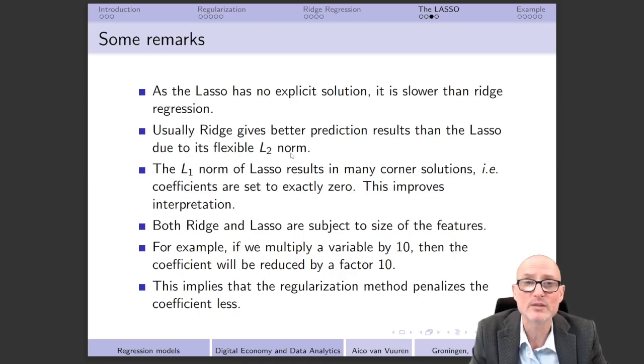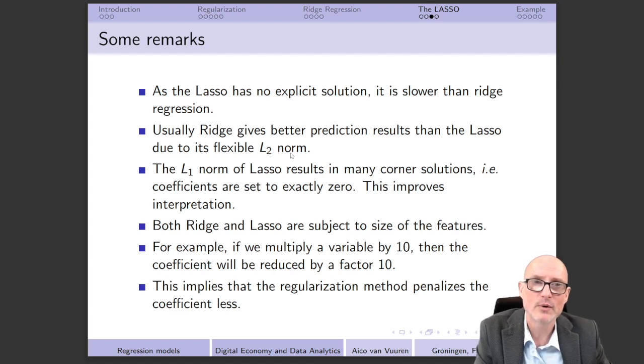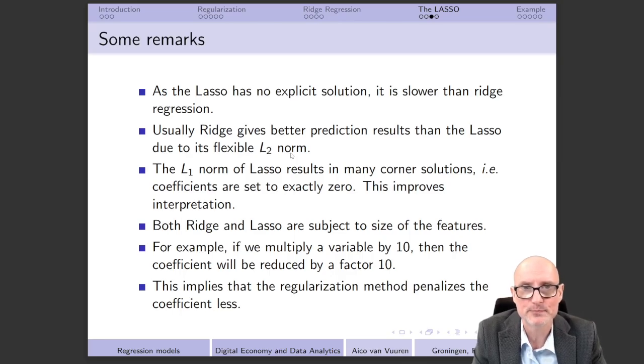But take into account that generally in machine learning, interpretation is not that important. However, these days there is a whole literature in econometrics where we actually use machine learning. There, interpretation becomes more important. So in econometrics, the lasso is much more popular than ridge regression.